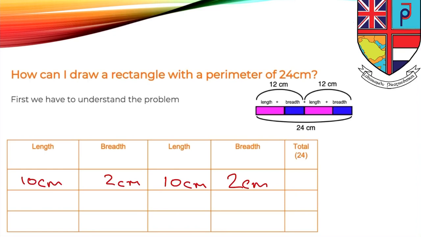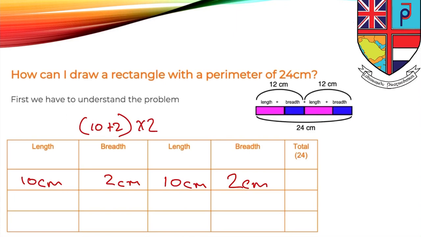So we know 10 plus 2 is 12, and we're doubling that again to make 24. Okay, so we can either do our rectangle formula, 10 plus 2 times 2. What's another way we can do this? Using our counting with tens, because tens are easy to count, aren't they?